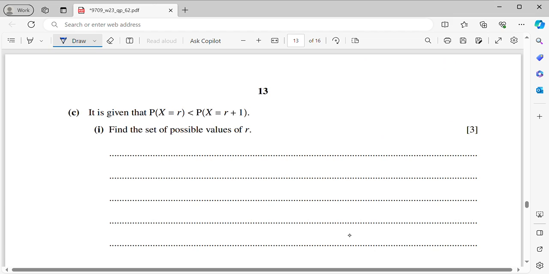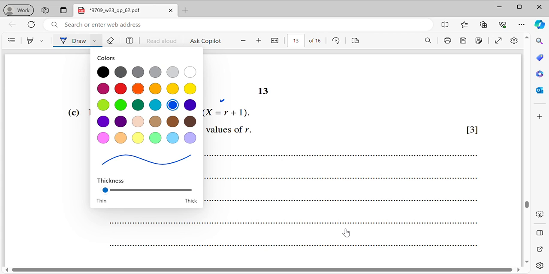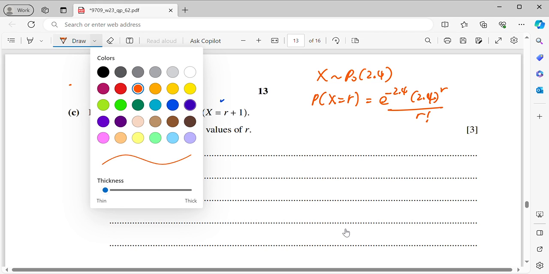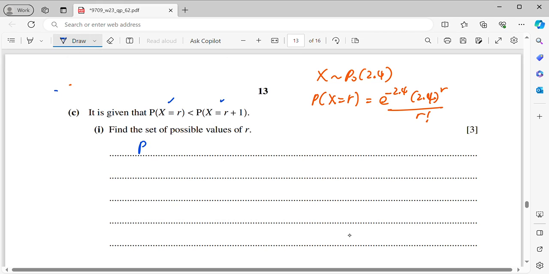Okay, now it's given that P(X equals r) is less than P(X equals r plus 1). So find the set of possible values of r. So now, again, X is Poisson 2.4. So your P(X equals r) is going to be e to the minus 2.4, times 2.4 to the power of r, over r factorial. Okay, this is our formula. So now I'm going to replace it.